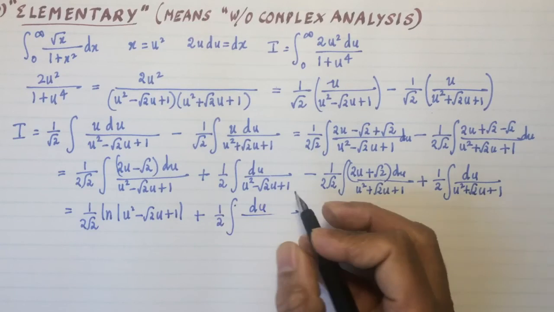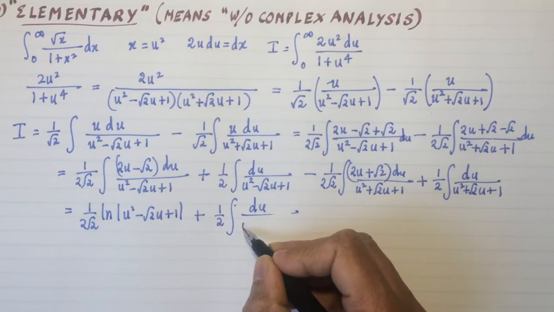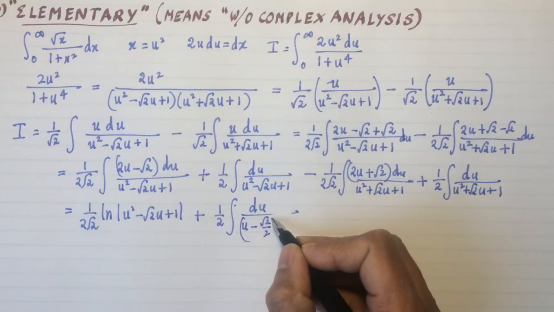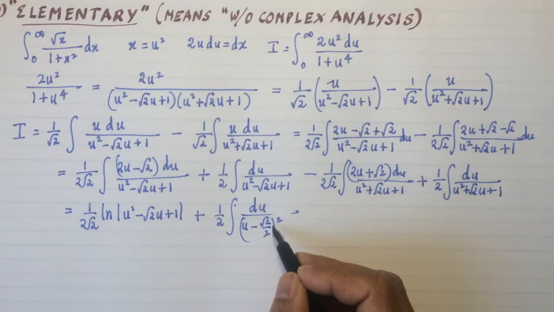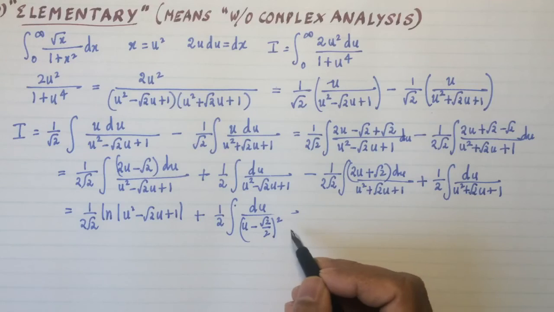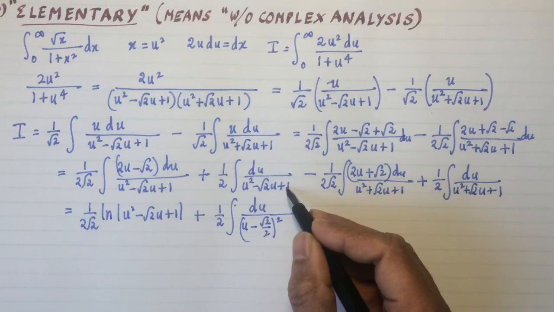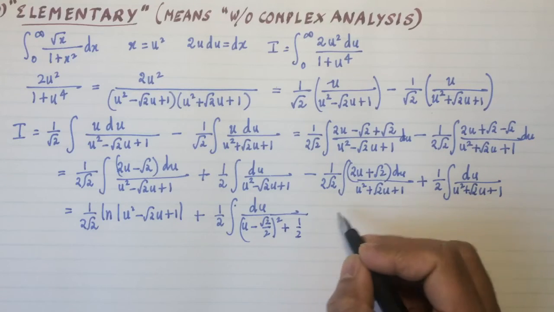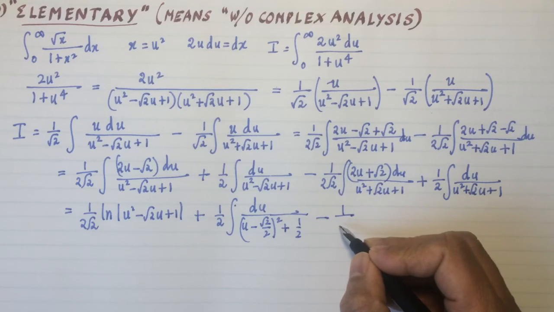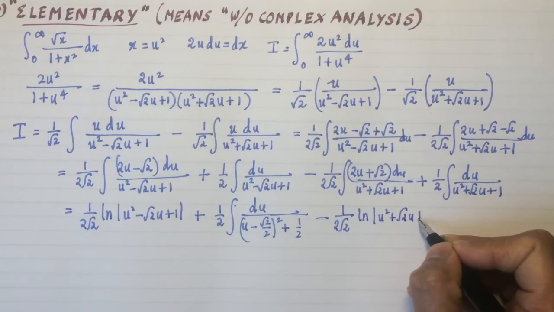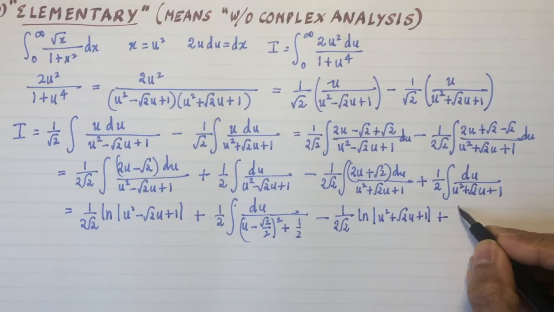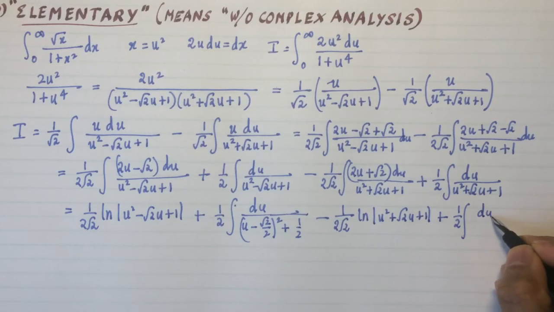So that gives me du over, that's u minus root 2 over 2 squared. So when I square this, I get u squared minus root 2u plus root 2 over 2 squared, which is half. So I have to subtract that half, which makes this half, because 1 minus half is half. So that gives me half. And this one, by the same token, is 1 over 2 root 2, natural log of u squared plus root 2u plus 1. And then here I again complete the square like I did for this one. So that's du over u plus root 2 over 2 squared plus half.